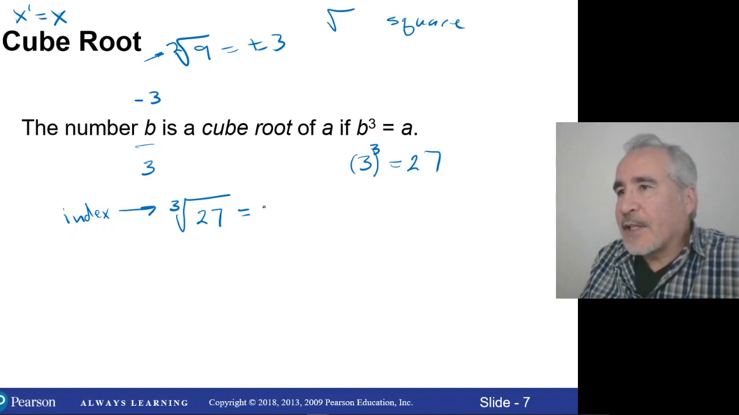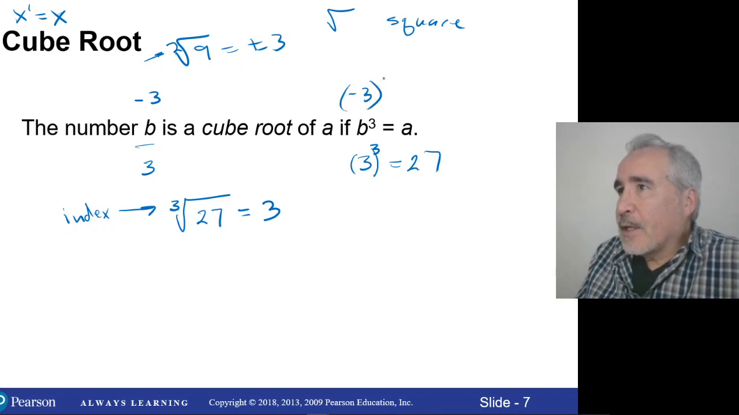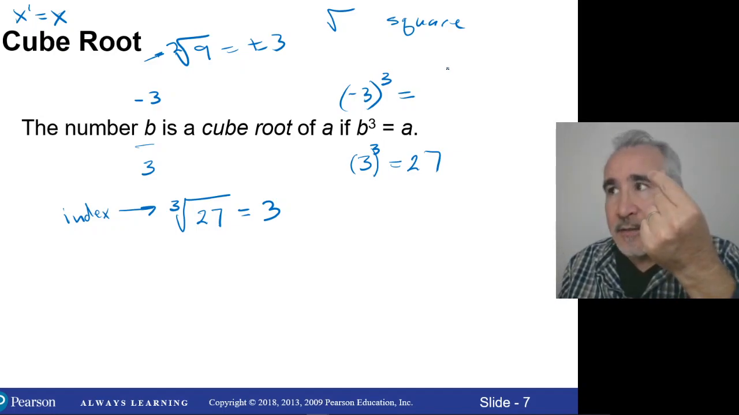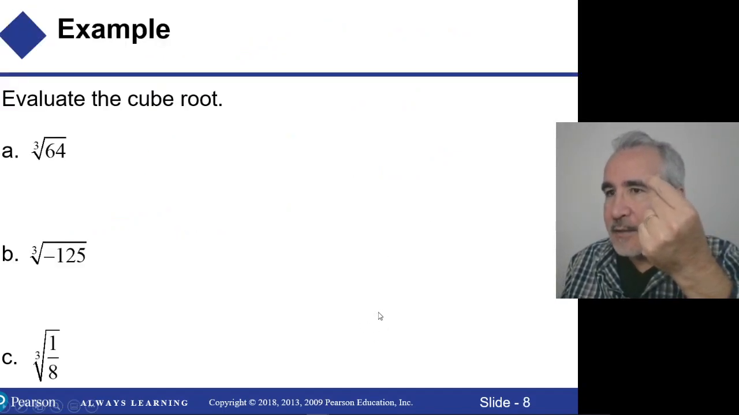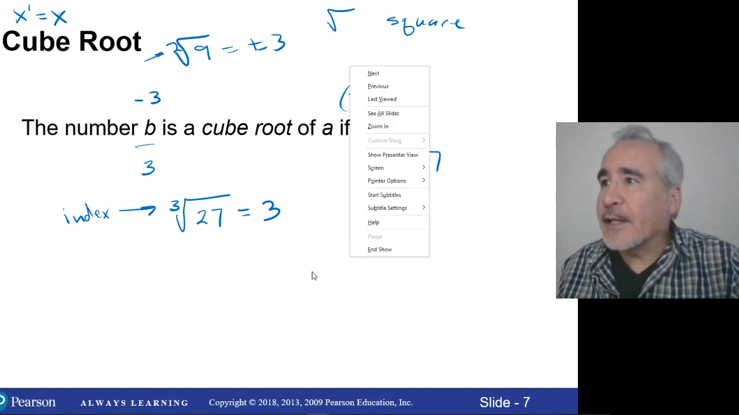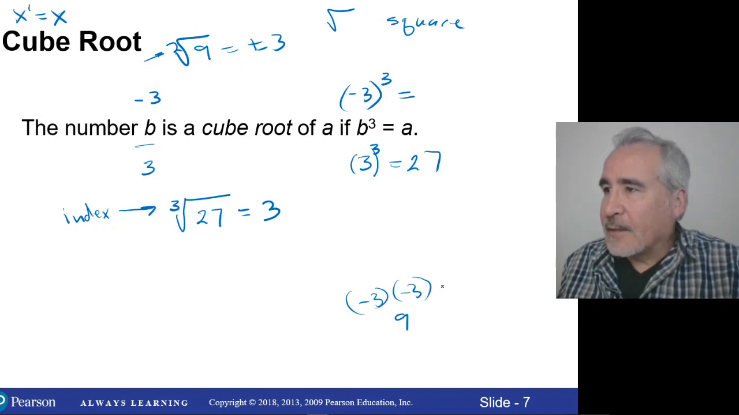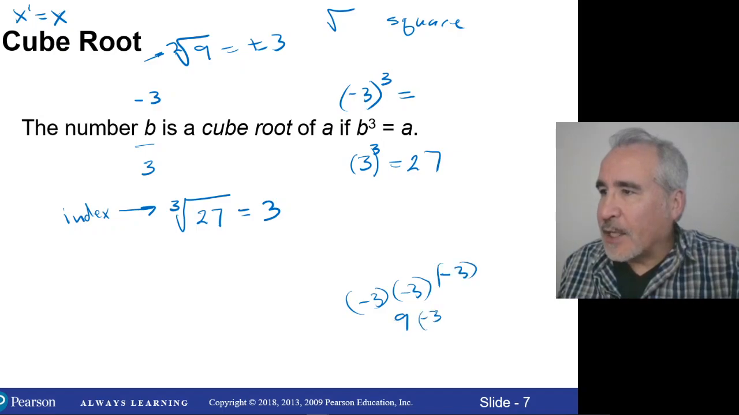I didn't finish this off, did I? Cube root of 27 equals 3. Is the cube root of 27 also equal to -3? Well, let's take a look. -3, cube it, what does that equal? -3 times -3 is positive 9. But we've got to multiply one more time. So 9 times -3, that's going to be -27.